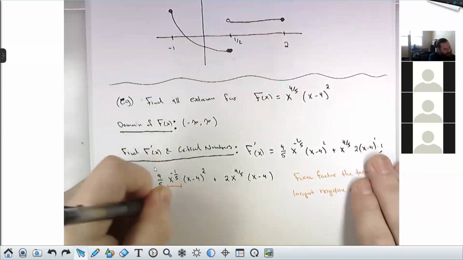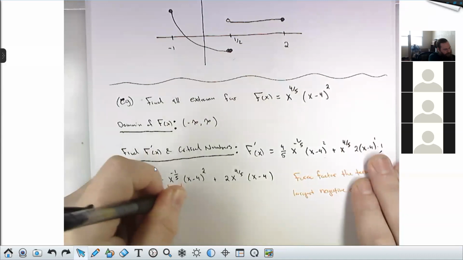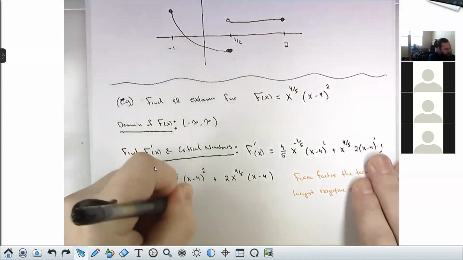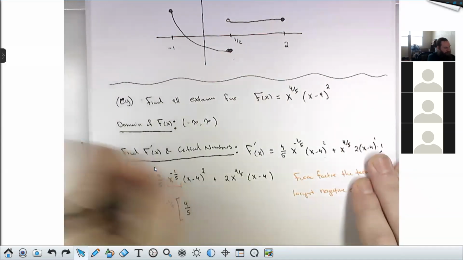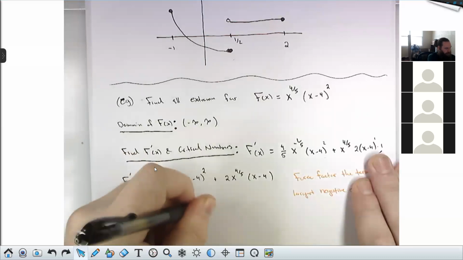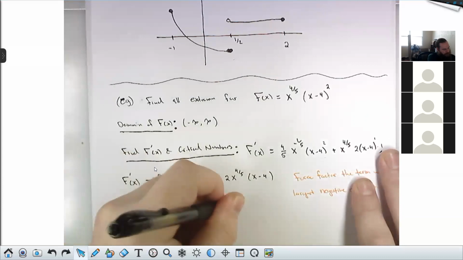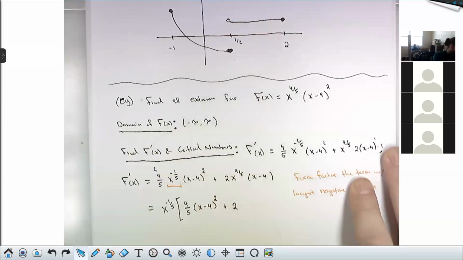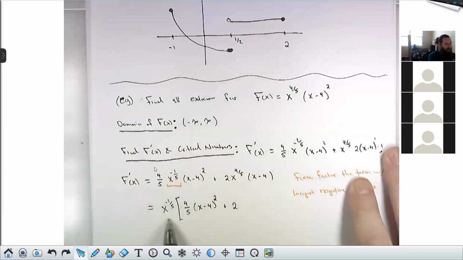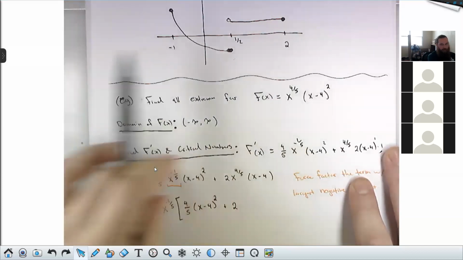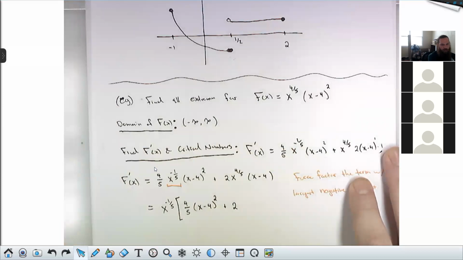I'll have then x to the negative 1/5 times 4/5 times (x minus 4) squared plus 2 times... Now, if I force factor out x to the negative 1/5, that's the same as dividing all these terms by x to the negative 1/5. So what's going to happen here?